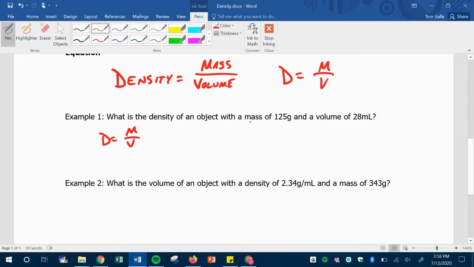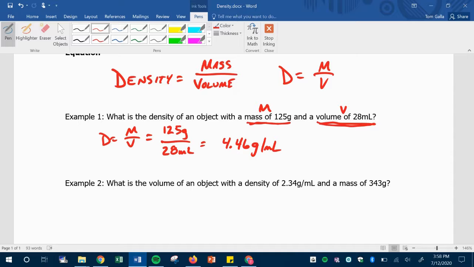So now as we're reading this, it says a mass of 125 grams, so that represents our mass, and a volume of 28 milliliters, so that represents our volume. And so if our equation is mass divided by volume, when we plug this in, it would just be 125 grams plugged in place of our M and 28 milliliters plugged in place of our V. And so we have 125 divided by 28, which when we plug this in is going to give us 4.46 grams per milliliter. All right, not so bad, right?